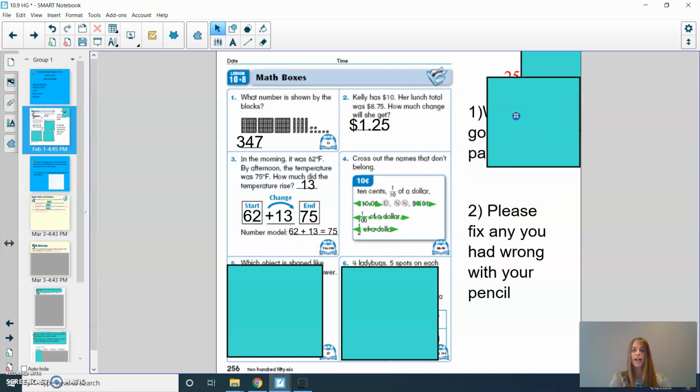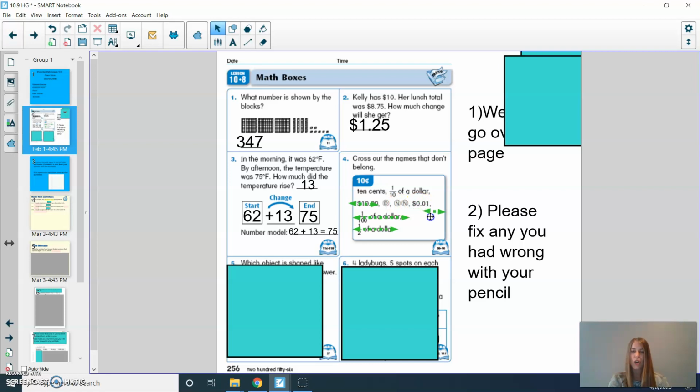For question number 4, cross out the names that don't belong. So our number is 10 cents. I can see that first row, 10 cents and 1/10 of a dollar, looks good. I did need to cross off the one that said $10. I can see the dime is good, 2 nickels are good. I needed to cross off the one that was showing 1 cent in dollar and cent notation. I needed to cross off 1/100th of a dollar because that would be the same as 1 penny. And I also needed to cross off half of a dollar because half of a dollar would be 50 cents. So double check and make sure that yours matches with mine for number 4.